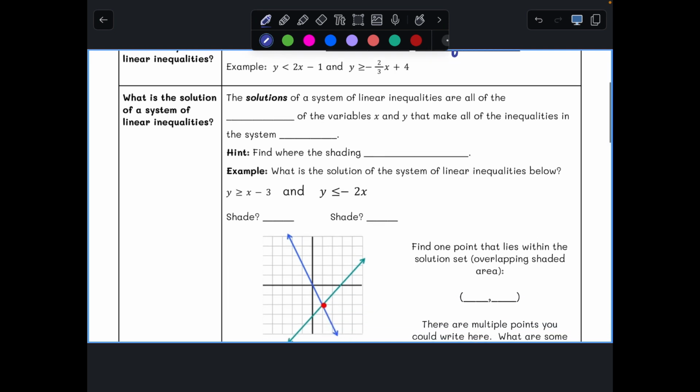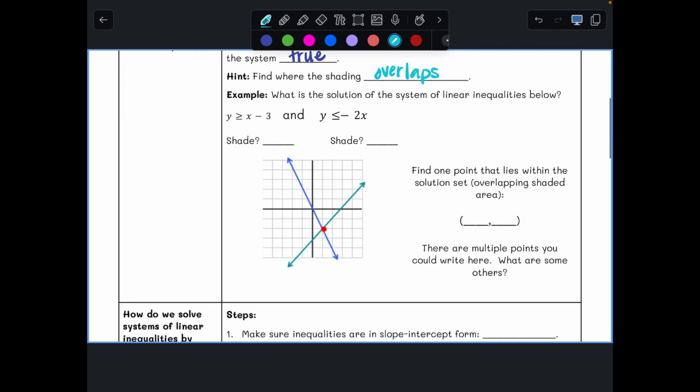The solution of a system of linear inequalities is all of the values of the variables x and y that make all of the inequalities in the system true. So you're going to find where the shading overlaps. And all of the points in that shaded area that overlaps will be the solutions to the system. So let's look at an example. What is the solution of the system of linear inequalities below?